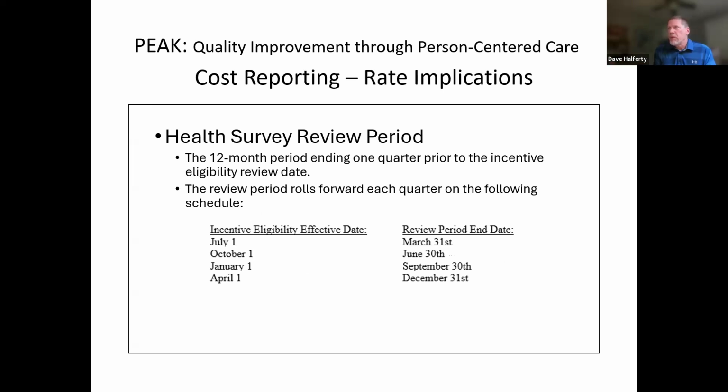I mentioned the review period that we use on that. It's a 12-month look back, and it starts with the quarter one prior to the incentive eligibility date. So I think the table here probably explains it best. So for rates that are set effective July 1, then we're looking at the 12-month period that ends March 31st. So July 1, 25, we looked at the 12-month period ending March 31st, 2025. And that rolls forward then each quarter. So for October 1, we'll look back at any survey completed through June 30th of 2025. For January, it'll go to September 30th, and April, it'll go to December 31st. So again, that's a rolling period. So even though the rates are set for July 1 and adjusted for January 1, there is this process that works on a quarterly basis to make adjustments to the incentive.